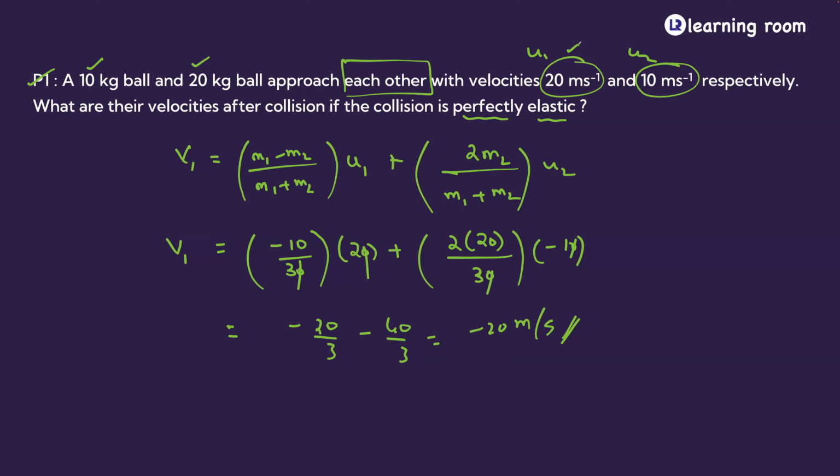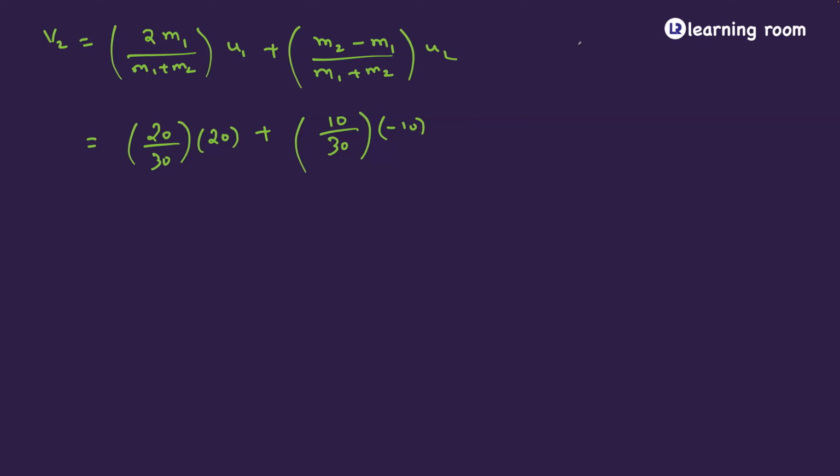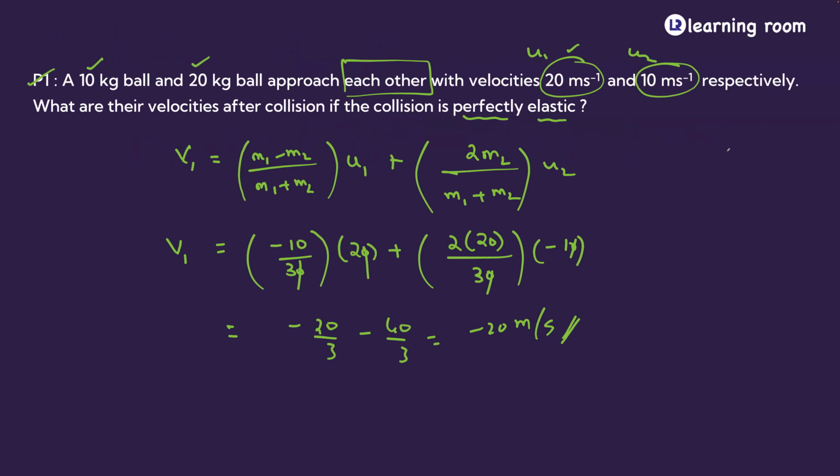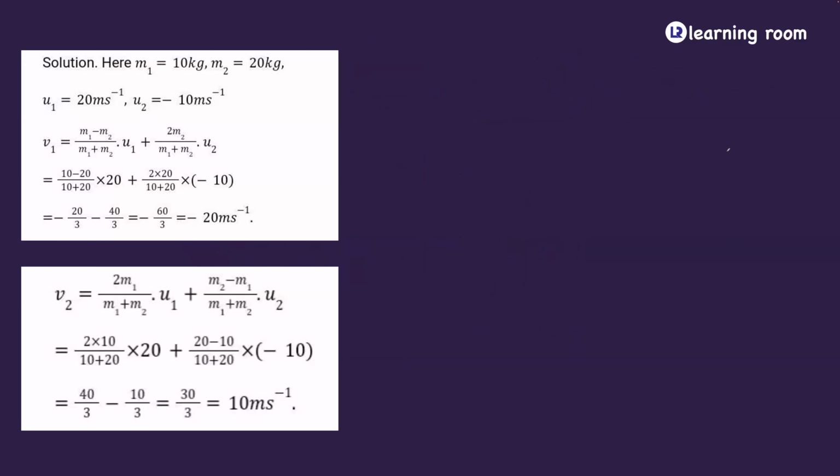Next. So here, if you observe, here it is minus 10. Right? When it is minus 10, the 0 and 0 get cancelled. Here also 0 and 0 are gone. How much will it be? It will be minus 4 by 3 plus 10 by 3. How much will it be? 6 by 3, which is going to be 2 meter per second.